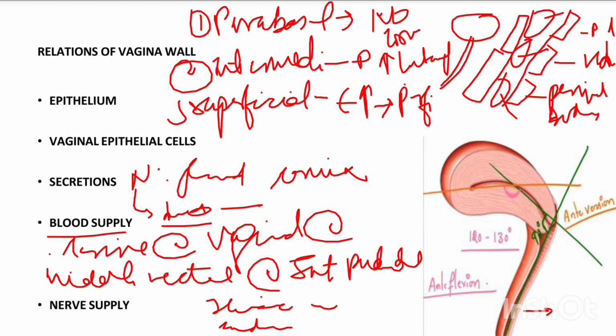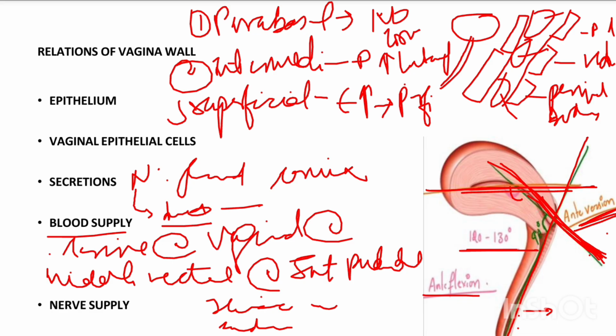Okay. Now, before we discuss the uterus, we should know the position of the vagina, cervix, and uterus combined. This is the vagina, this is the cervix. What do they form? The vagina to the cervix forms a 90 degree angle. This is called anteversion. And the cervix to the uterus plane forms an angle of 120 to 130 degrees, and it is called anteflexion.